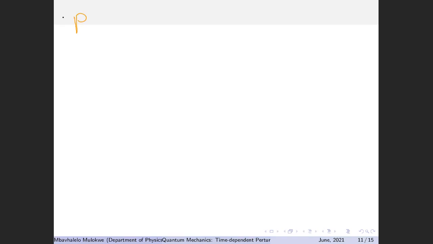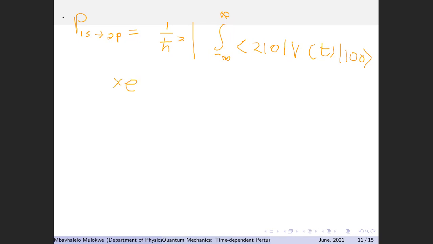On Tuesday, P 1s going to 2p will be given by 1 over h bar squared, the integral from minus infinity to infinity of ⟨210|V(t)|100⟩, and then you still have to multiply this thing inside the integral by e to the i omega final-initial times t prime, dt prime, and then you square that.